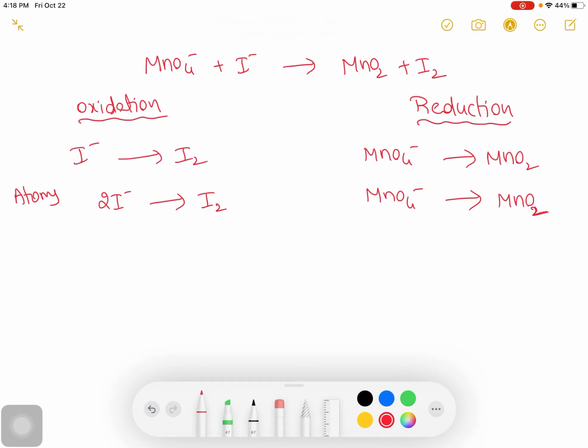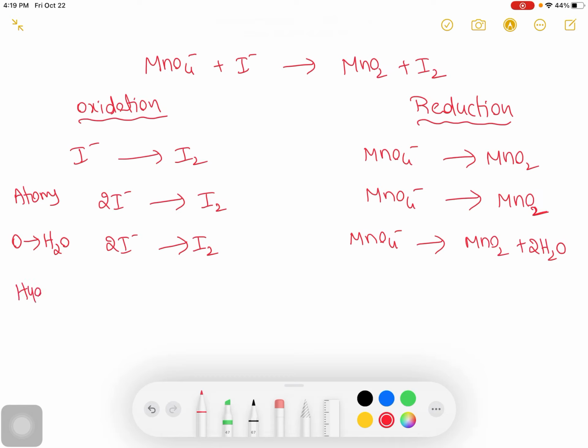And second step, as usual like acidic medium, we have to balance oxygens. Oxygens are balanced by using water. But if you observe I minus to I2, there are no oxygens, so you can take the equation as it is. On the manganese side, reduction side, left side 4 oxygens and right side 2 oxygens. Number of oxygens is less on the right side, so we have to take MnO2 plus 2H2O. Now oxygens are balanced.